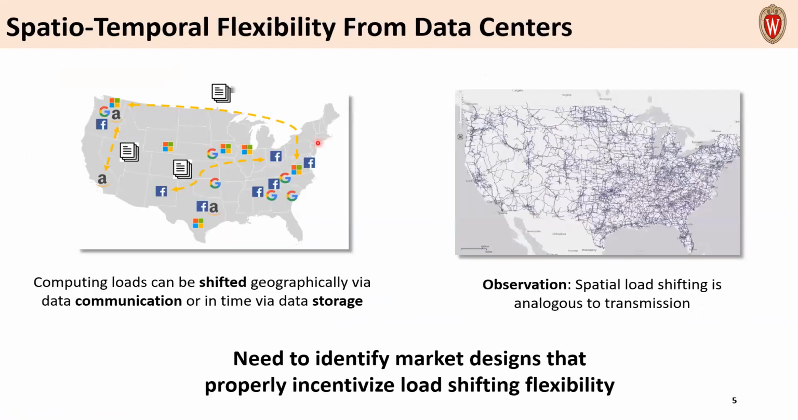So data centers can offer new flexibility by shifting computing loads in space via data communication. So for example, let's say if we have a computing job submitted at this place, like near Seattle, the operator can choose to transfer the code and data to another place and execute it at the location if they have a data center site here.